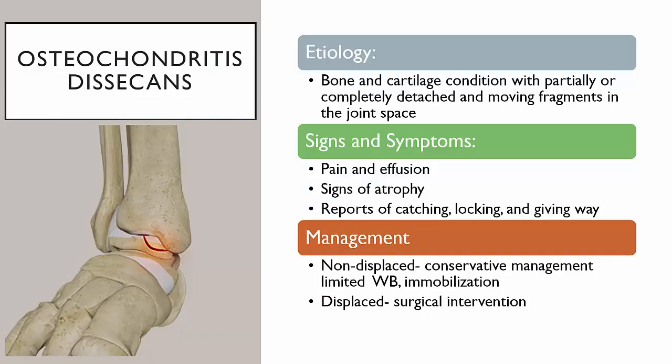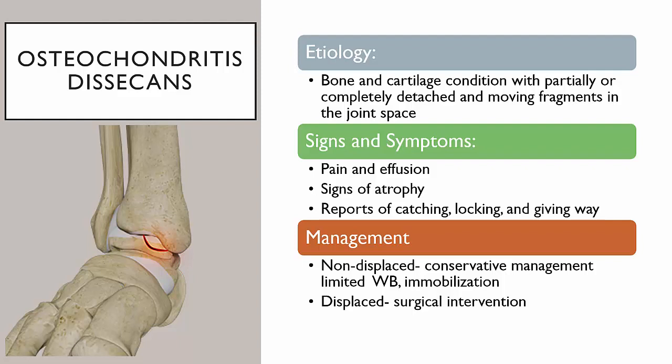Osteochondritis dissecans, also known as OCD. Osteochondritis dissecans is a bone and cartilage condition that most often occurs in the knee. However, it can occur in the ankle as well. It has no known cause, but repetitive stress on a joint, low vitamin D levels, and a genetic predisposition are often linked to this condition.